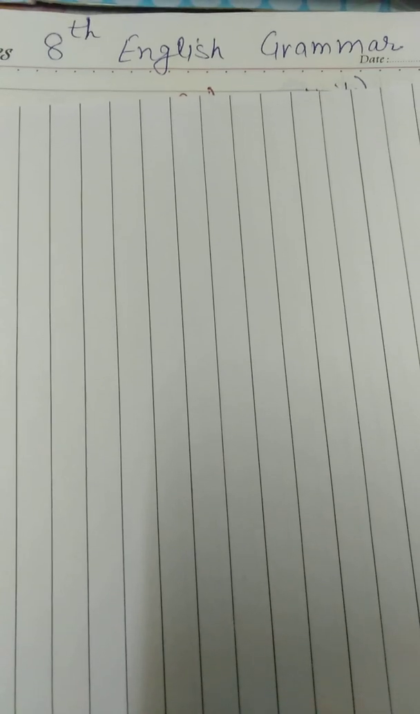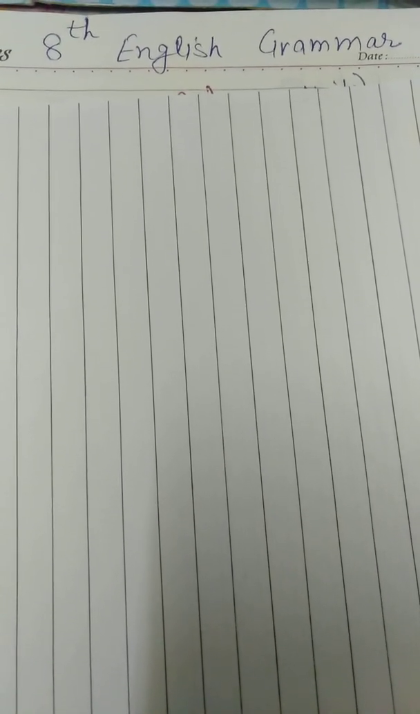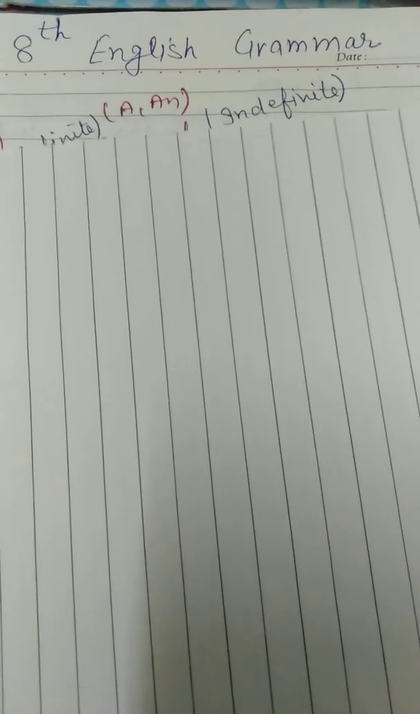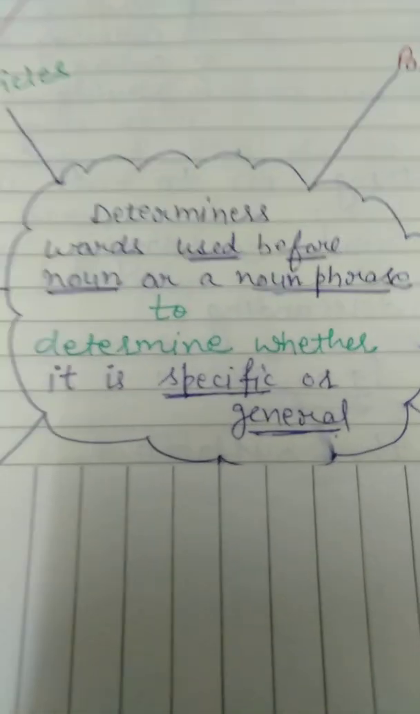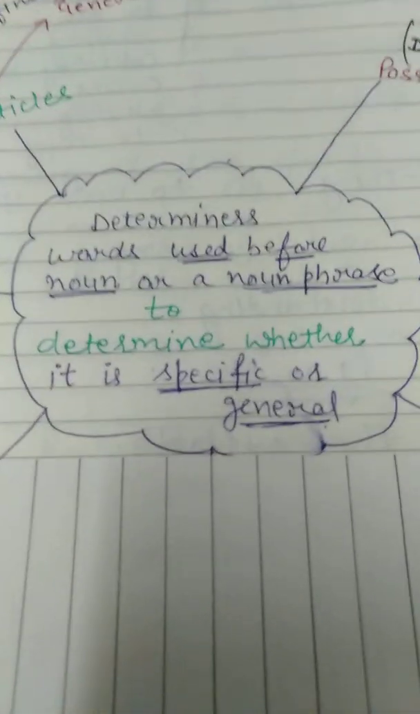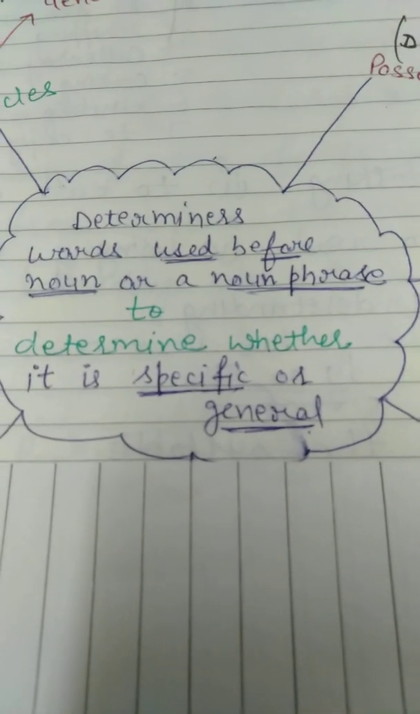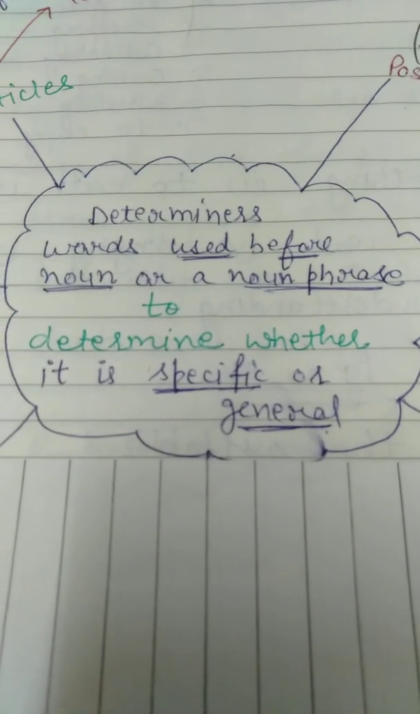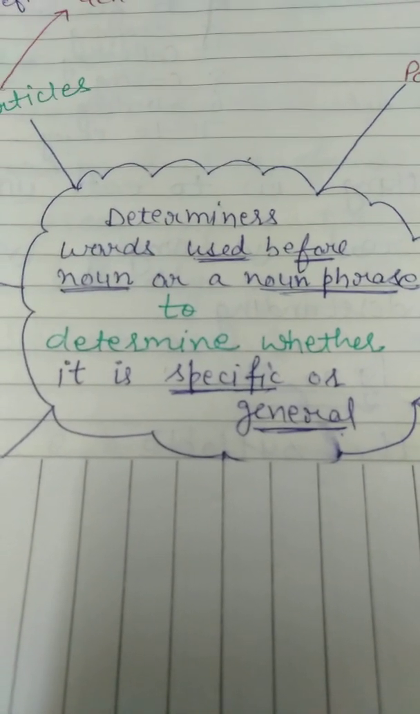So now it's time to do the grammar topic as we have completed our 3 chapters of MCB. Today we are starting with the grammar. So grammar topic is here determiners. Let us see what are the determiners. First of all, I will tell you the definition of the determiners. Determiners are the words used before noun or a noun phrase to determine whether it is specific or general.